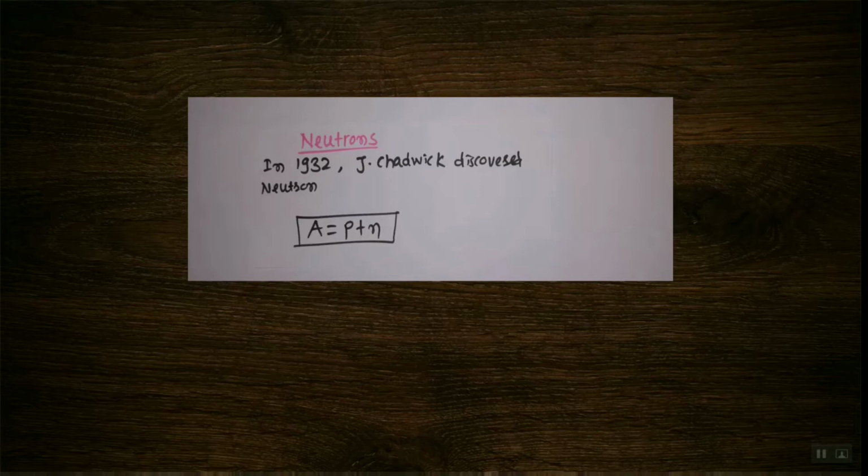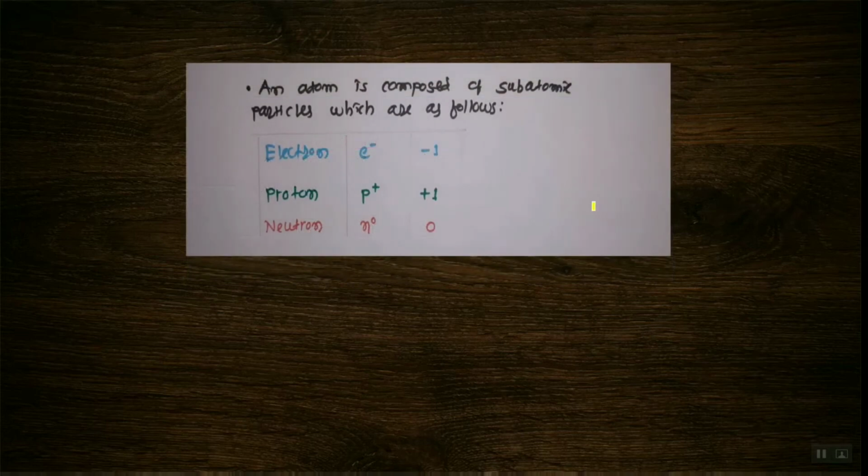Now after that, in 1932, J. Chadwick discovered the neutron, which is a chargeless particle present inside the nucleus. So A is equal to P plus N, which means the atomic mass is equal to protons plus neutrons. From this equation we can calculate the number of neutrons and the number of protons.